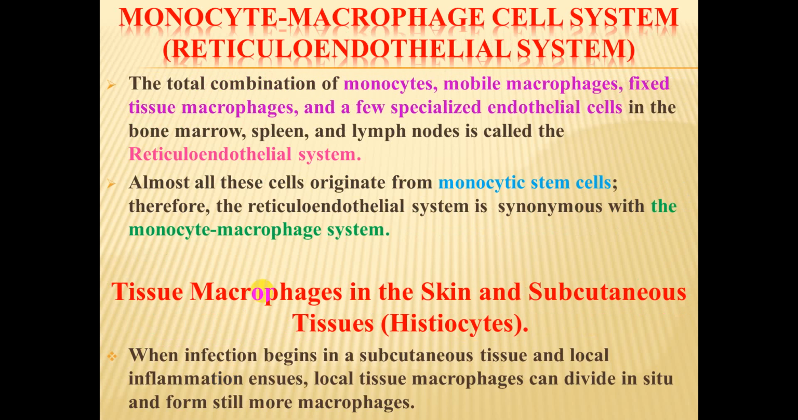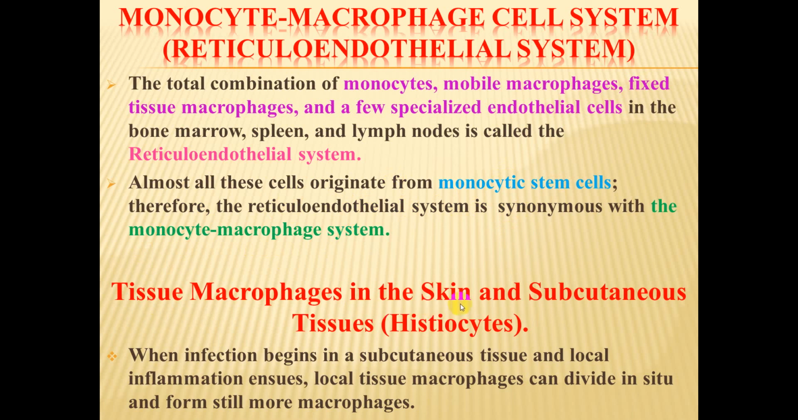The monocyte macrophage cell system is also called the reticuloendothelial system. The total combination of mobile monocyte macrophages, fixed tissue macrophages, and a few specialized endothelial cells, all these types are called the reticuloendothelial system. Almost all these cells originate from monocytes themselves, meaning their origin is all the monocyte. For this reason, sometimes it's called the monocyte macrophage system.